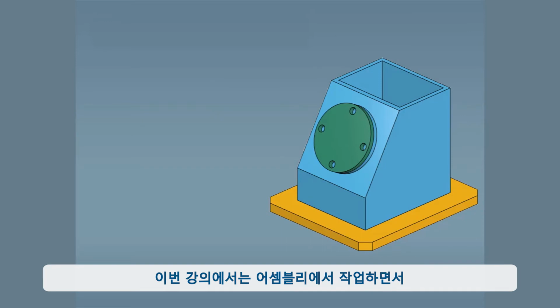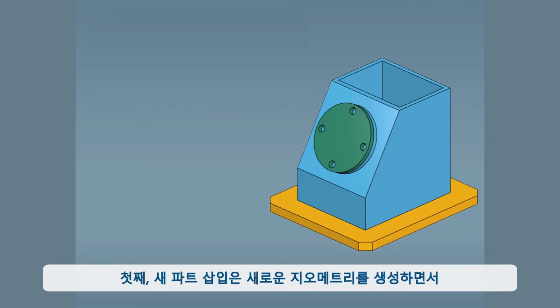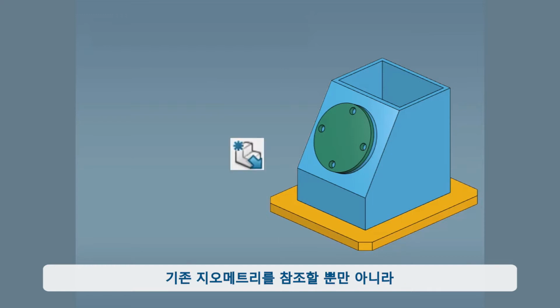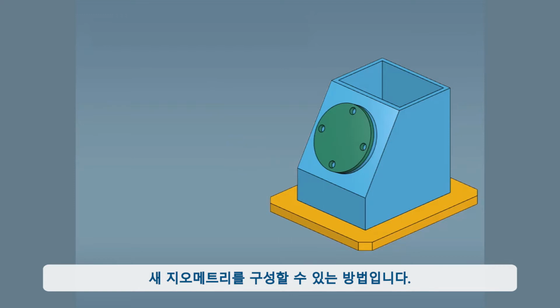This lesson is about creating geometry while working in an assembly. The first method, inserting a new component, allows you to reference existing geometry while creating new geometry, and also borrow geometry edges and faces to construct your new geometry.